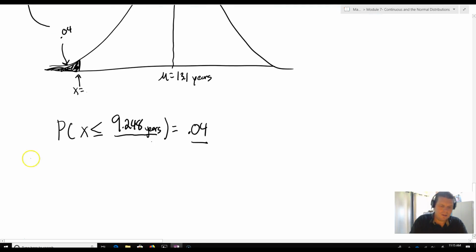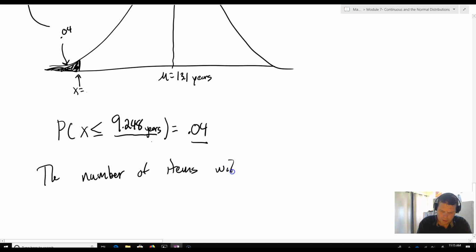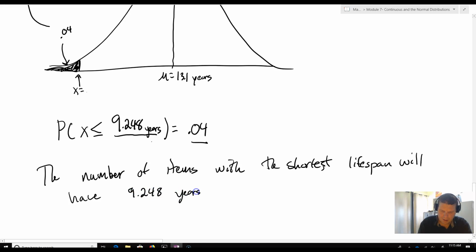So the items with the shortest lifespan will have 9.248 years of lifespan or fewer. And there we are. It's all about setup. Once you set it up, you just plug it into your normal calculator on StatCrunch and you're all done.